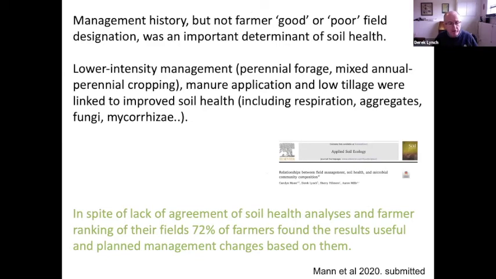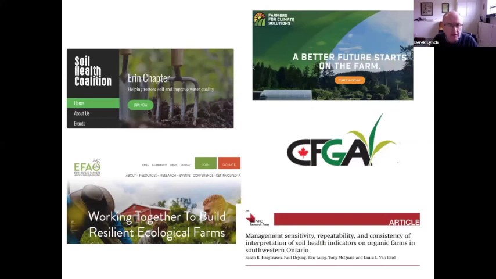So there's a tremendous interest in soil health among the agricultural community, and studies in the US have shown this as well. In many cases, the farming community are well ahead of the scientists. On the second to last slide, I flag any number of farmer organizations that are doing tremendous work in developing soil health and publishing scientific papers. This is the Ecological Farmers Association of Ontario. I happened to be at their conference last year. And this is a very good study on the sensitivity and repeatability of soil health indicators in Ontario, a project directed by researchers working with the Ecological Farmers Association of Ontario.